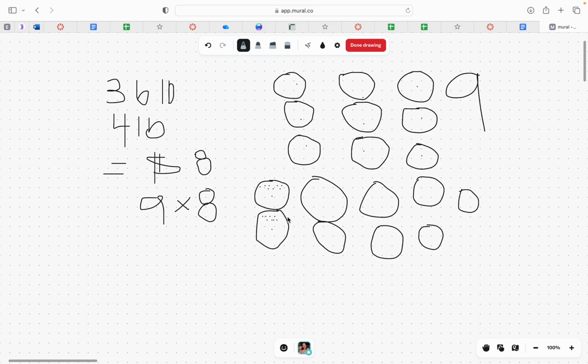So if we count this, 1, 2, 3, 4, 5, 6, 7, 8, 9, we see we have 9 groups, and we have 8 in each. So it's 8, 16, 24, 32, 40, 48, 56, 64, and then 72. We see that Mark collects $72. Okay, and so our first answer to the question to see how many pies he can make is 9 pies, and then in total he's making $72.